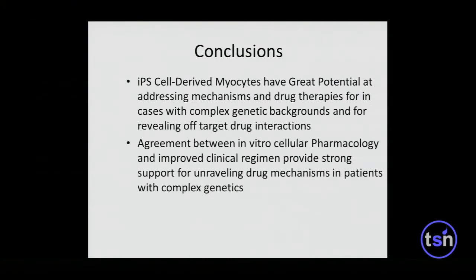But we were very, very much encouraged by this approach. And so the conclusions are that iPS cell-derived myocytes have great potential at addressing mechanisms in drug therapies, particularly in cases with complex genetic backgrounds. There are often cases in long QT syndrome, for example, where not only are there polymorphisms in genes that accompany mutations in primary long QT genes, but there are mutations in more than one long QT gene. So that approach needs to be studied only really in iPS cells. An agreement between in vitro cellular pharmacology and improved clinical regimen provides strong support for unraveling drug mechanisms in patients with complex genetics.